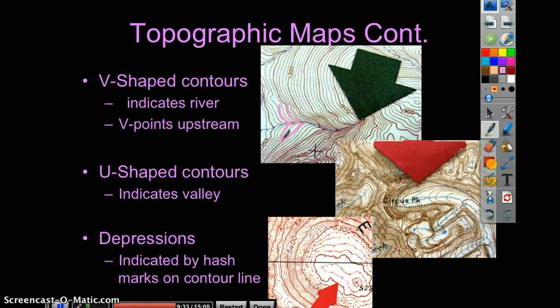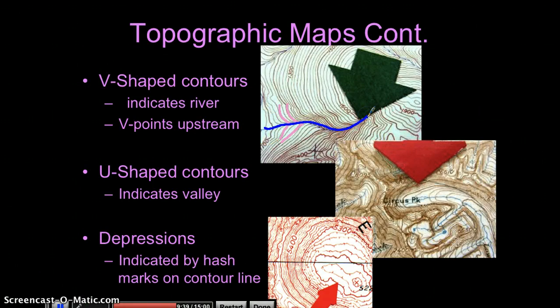The V points upstream. So this is a river, and the V points upstream, which sometimes is confusing. If the V points upstream, that means the river is flowing downhill, and this is upstream, so this is a higher elevation. You can see that this is 1900, and it flows down. You can see this one is 1,300. So there's our river flowing downstream.